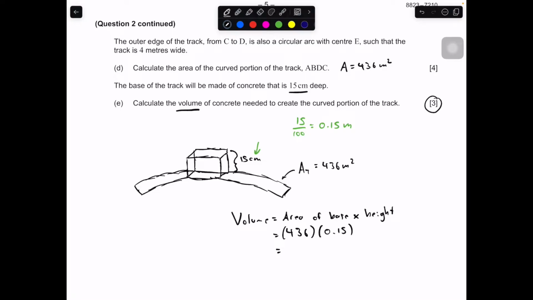And that should give us our volume. Area of the base times height. We know the area of the base of this track, and we want to stack it up with 0.15 meters of concrete. Okay, I'm going to work that out on the calculator that I have beside me. And we have it as 65.4 meters cubed, so cubic meters. All right.